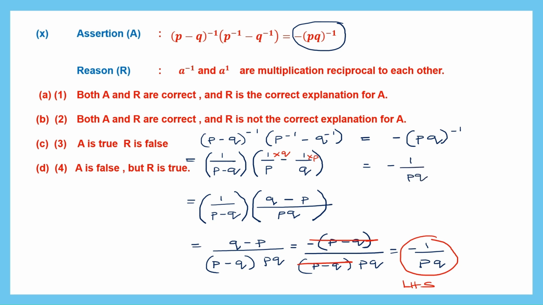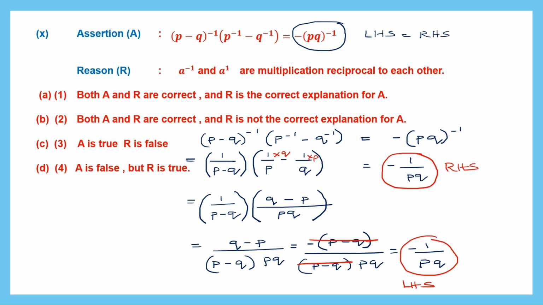So now what do I have on my right hand side? I have negative 1 by PQ, which is the RHS. Now can you see RHS and LHS? They are the same. So LHS is equal to RHS. That means assertion A is true.